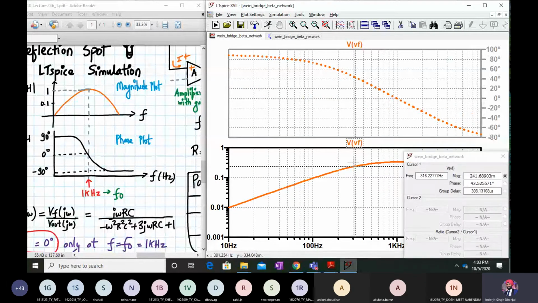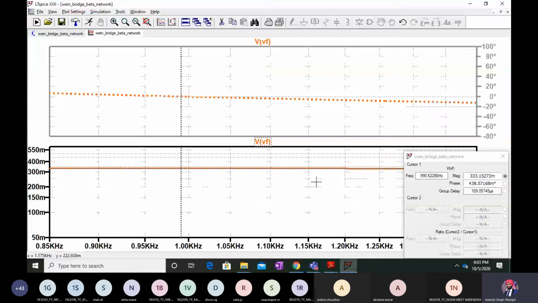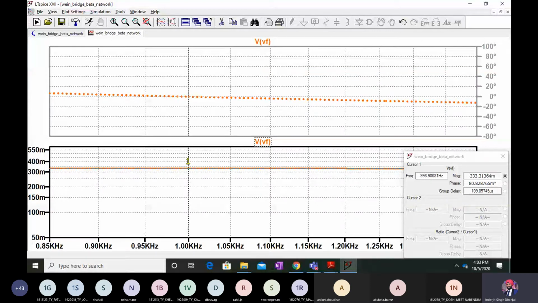Here I have my cursor, and let me maximize this. You are exactly at around 1 kilohertz. I need to expand it a little. Can anyone check, it's around 1 kilohertz, right? So it's exactly around 1 kilohertz. And what's the magnitude? 333.3 millivolt. Correct? So that is equal to 1 by 3, right? So we are getting a magnitude of 1 by 3.